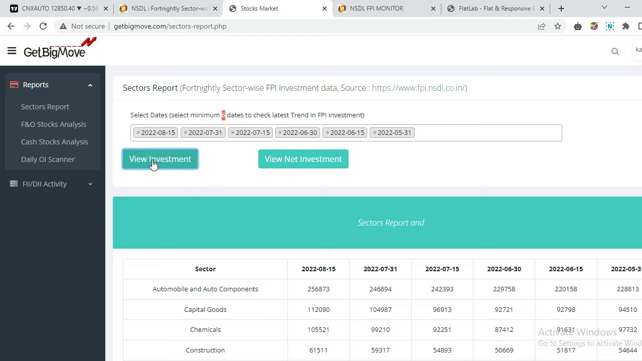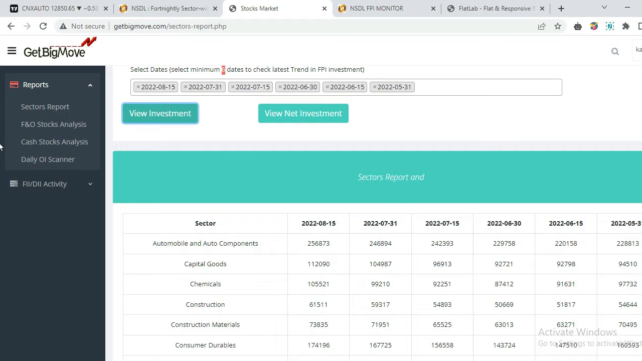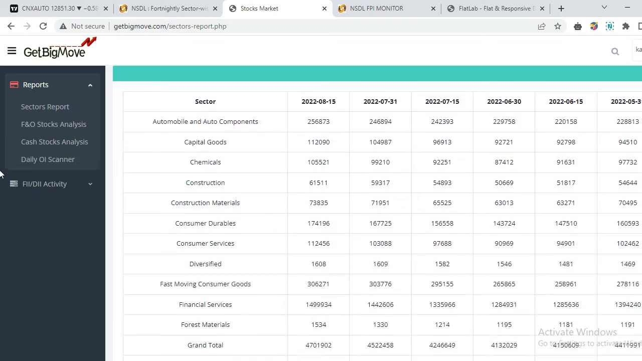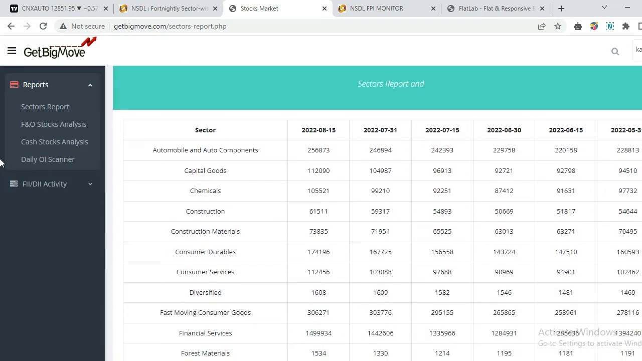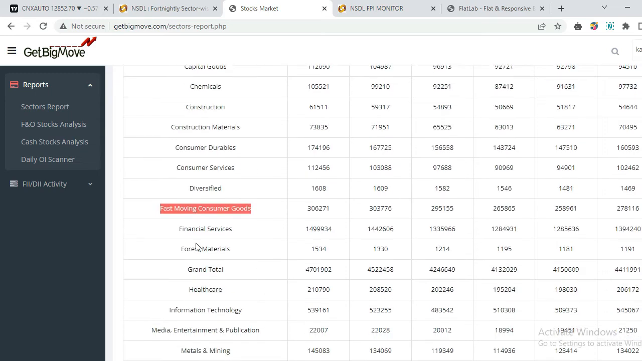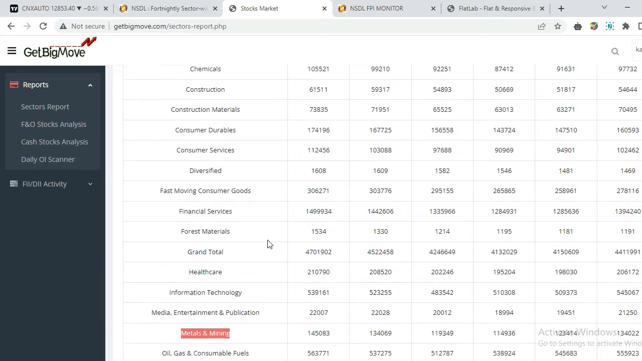There are two buttons, view investment and net investment. When we click on view investment, you will see the total investment done by FPIs in different sectors: automobile, capital goods, chemicals, diversified consumer services, FMCG, financial services. Financial services basically include all the banks, financial houses and NBFCs. Then we have metals and mining also. All the core sectors are given here.